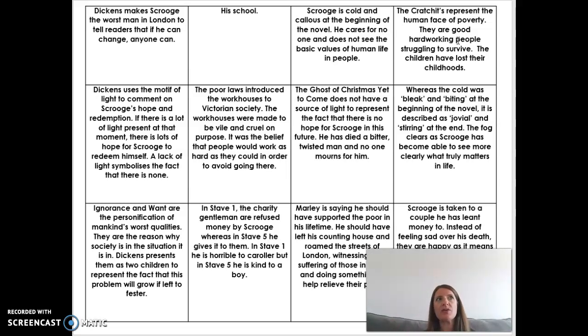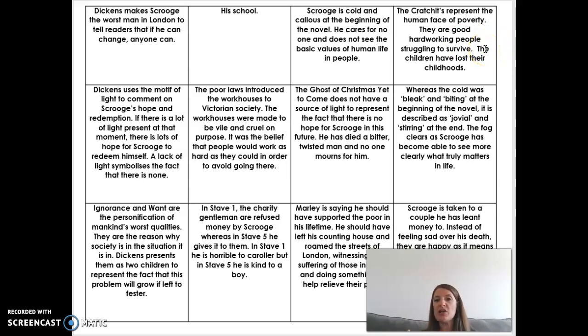But he also wants to capture the other side of poverty, good, honest, hard-working people struggling to survive. Not people who are just lazy and can't be bothered, as perhaps was some of the views of the time, but people who deserve better.